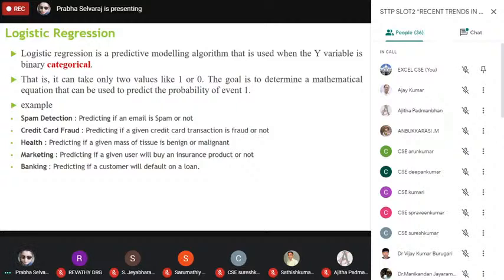Here the examples are spam detection, where you predict whether an email is spam or not, credit card fraud detection, whether a credit card transaction is fraud or not, health, marketing, and banking. In all these cases, if the response has only two outcomes, then you can go with logistic regression.